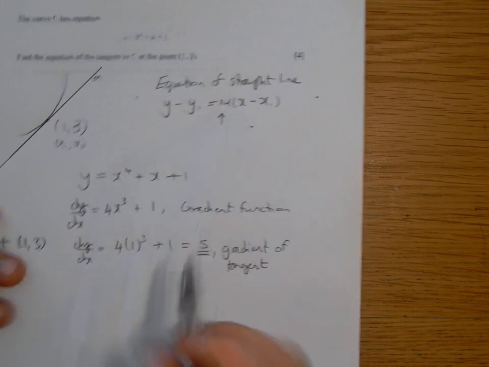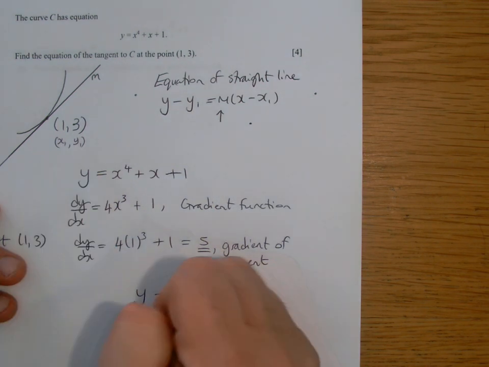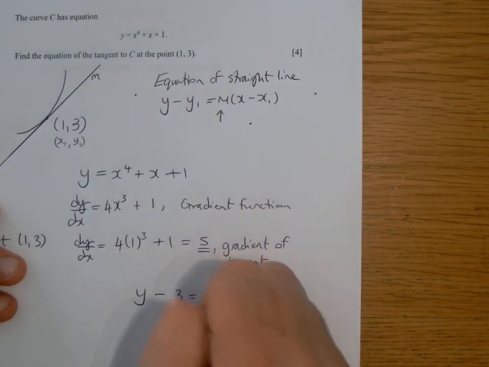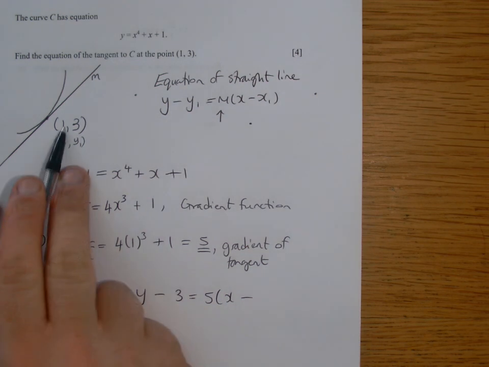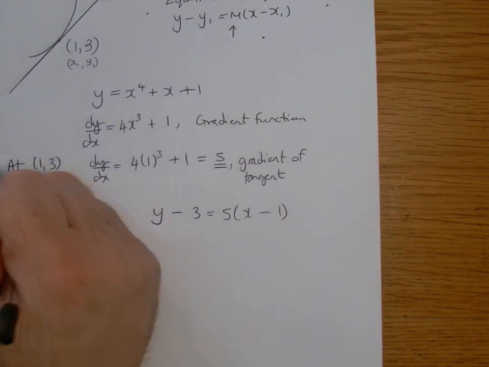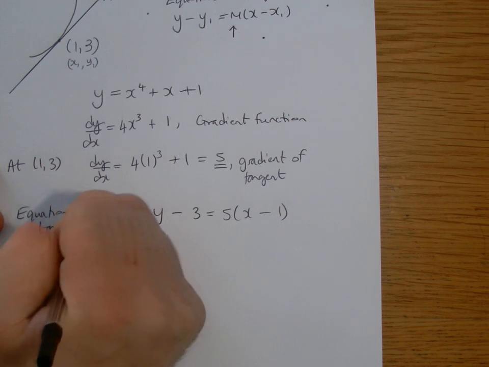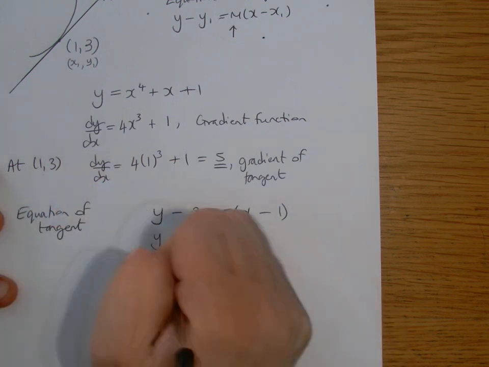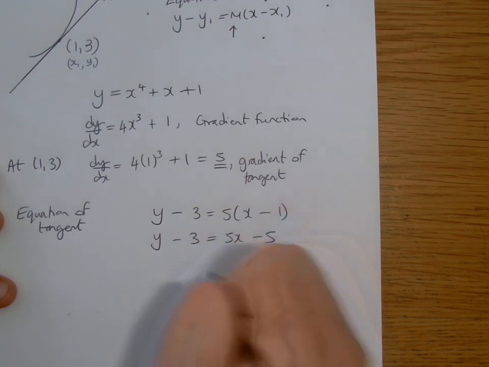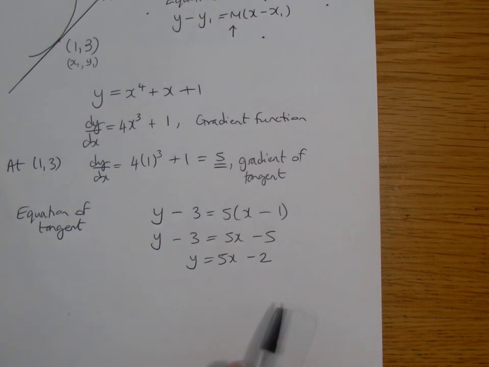So I can simply plug it into that formula. y minus y1, where y1 is 3, and then the gradient is 5, and then my x1 works out to be 1, from that coordinate there. So we've got the equation of the tangent. I would annotate that as well to say exactly what I'm working out here. We'll simplify that to make it a bit nicer, so we'll expand the bracket, and then maybe we could write it like this. We take that negative 3 over, and you end up with a simplified version of the equation of my tangent: y equals 5x minus 2.